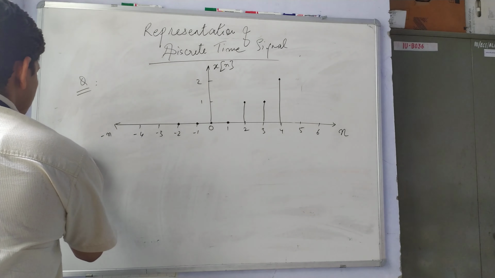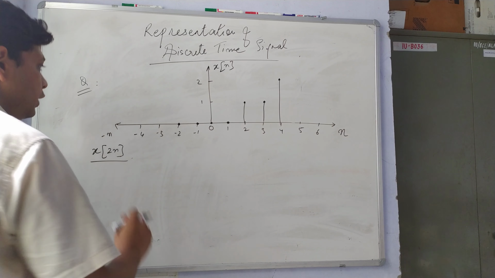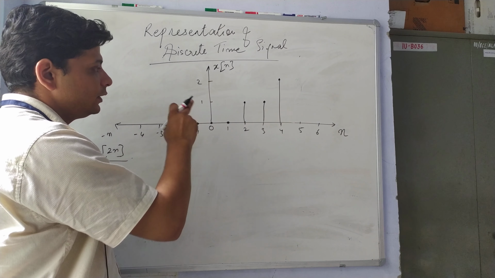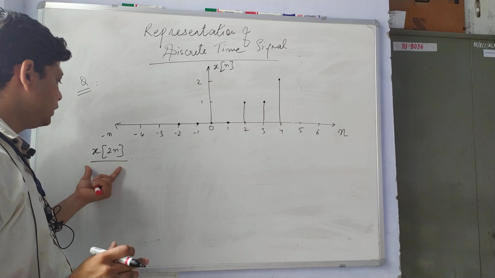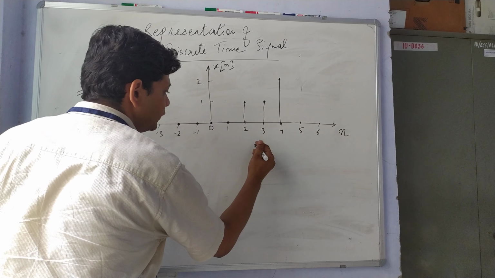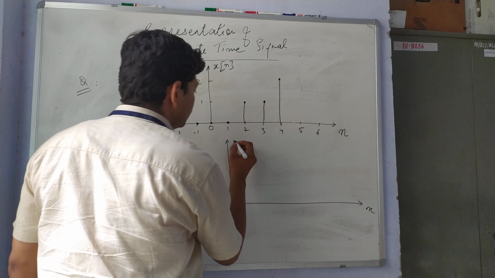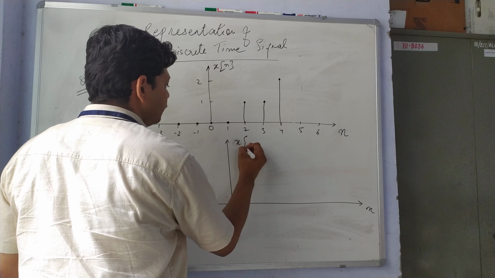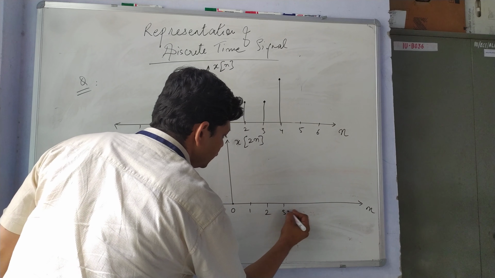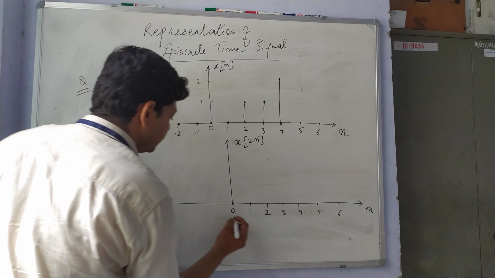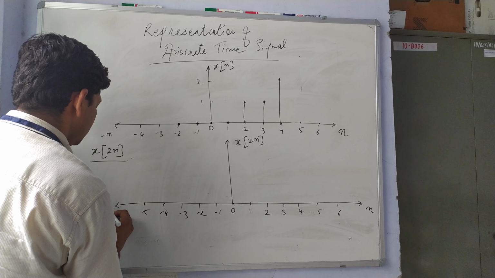For example, if we want x(2n), how will we represent this type of signal in the form of x(2n)? Here we have n and here we will have 2n. So let's see how we'll transform this particular signal into 2n. This will be x(2n). Again the same points 0, 1, 2, 3, 4, 5 and 6, and minus 1, minus 2, minus 3, minus 4, minus 5 on the negative side.